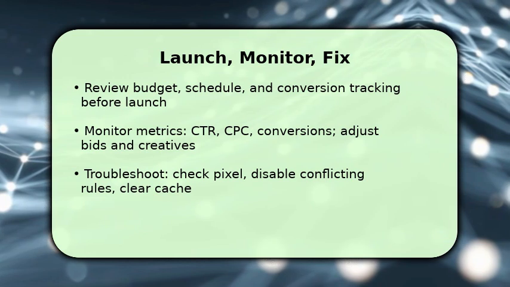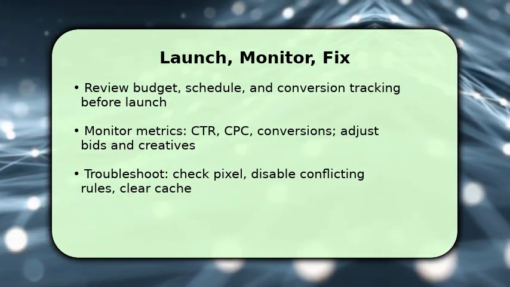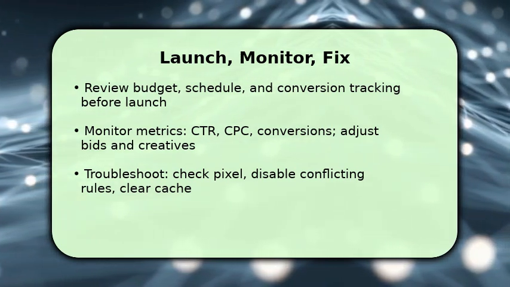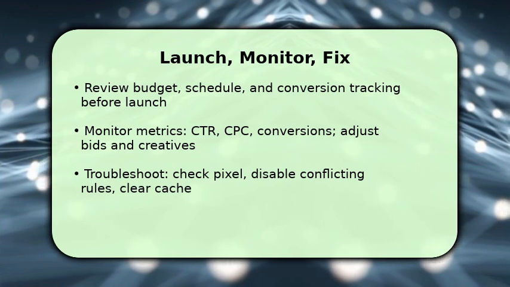If delivery stalls, check the pixel implementation, remove conflicting automations, and clear campaign-level frequency caps. These fixes usually restore delivery. Finally, iterate weekly. Scale winners, test variants, and reallocate.